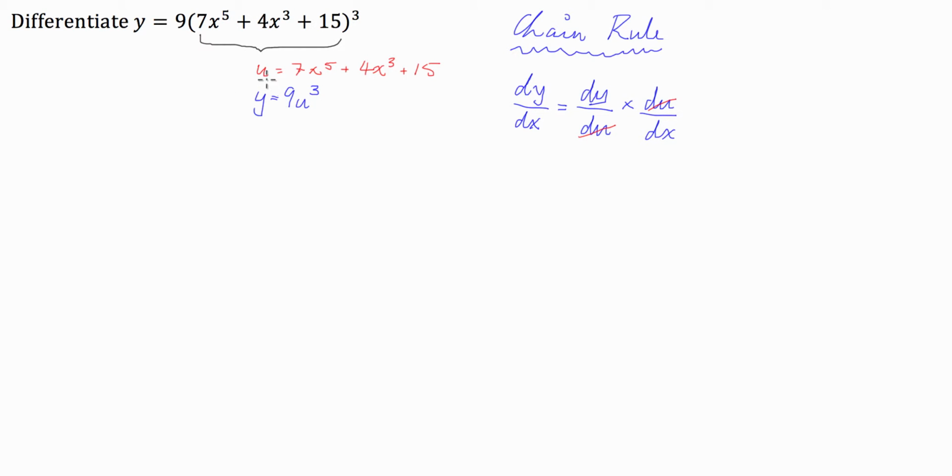So what we need to do to start with is find out what the derivatives of both of these are. So we have here the derivative of y, sorry, not in terms of x, in terms of u. And I'm assuming you know how to do basic derivatives here. So 9u cubed, the derivative: we times the 3 by the 9 and we get 27. We have the u, and we drop the power by 1. So we have 27u squared.